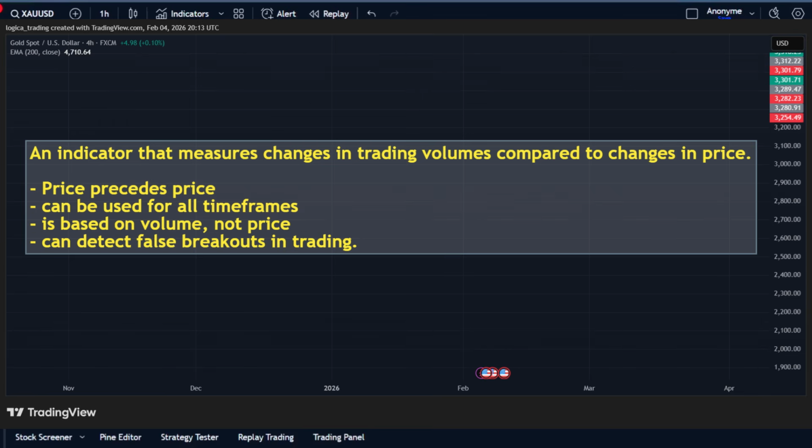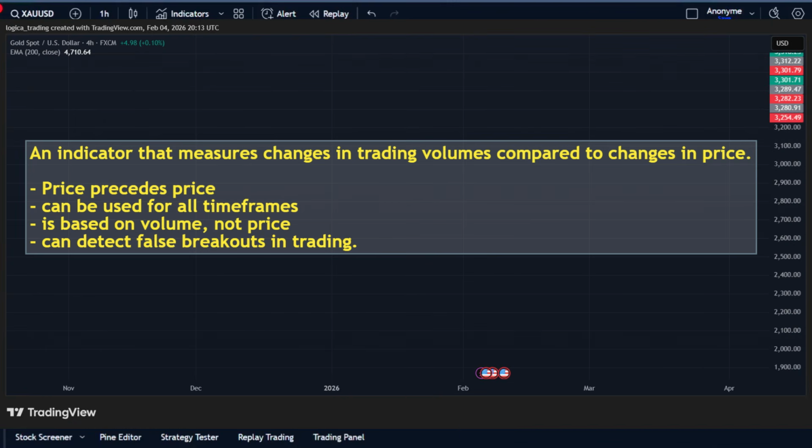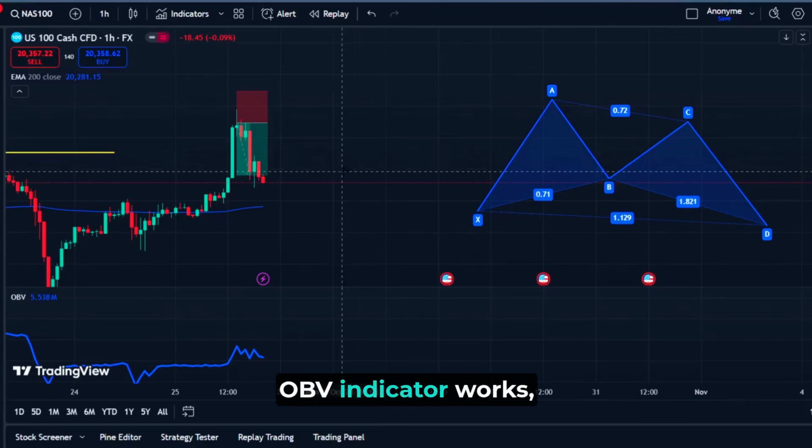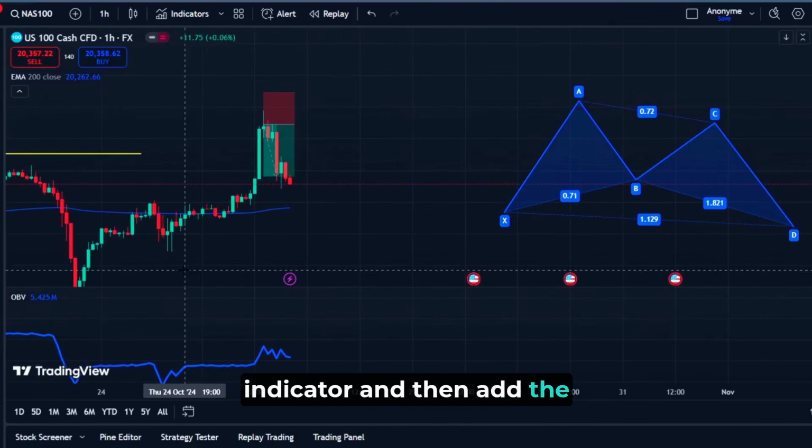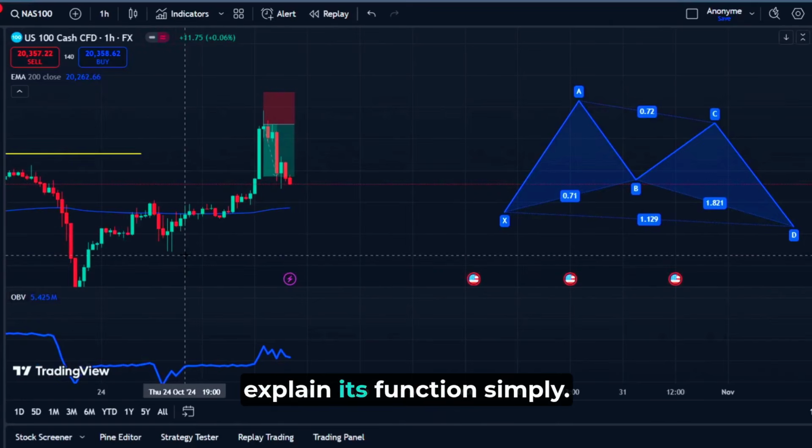In order to understand this indicator more deeply, we must touch on how this indicator works, because if you understand how this indicator works, you will understand the rest of the section. To understand how the OBV indicator works, we first need to add the OBV indicator and then add the volume indicator so I can explain its function simply.